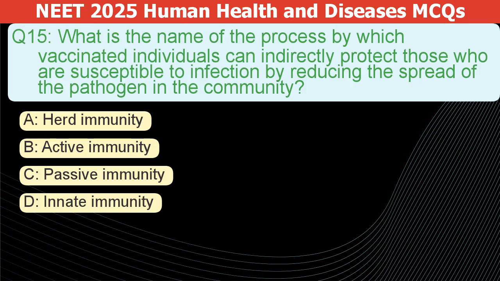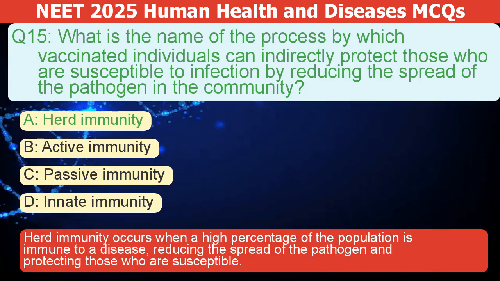What is the name of the process where vaccinated people indirectly protect those who aren't vaccinated, by reducing the spread of disease? A. Herd immunity. B. Active immunity. C. Passive immunity. D. Innate immunity. The correct answer is A. Herd immunity occurs when a high percentage of the population is immune to a disease, reducing the spread of the pathogen and protecting those who are susceptible.